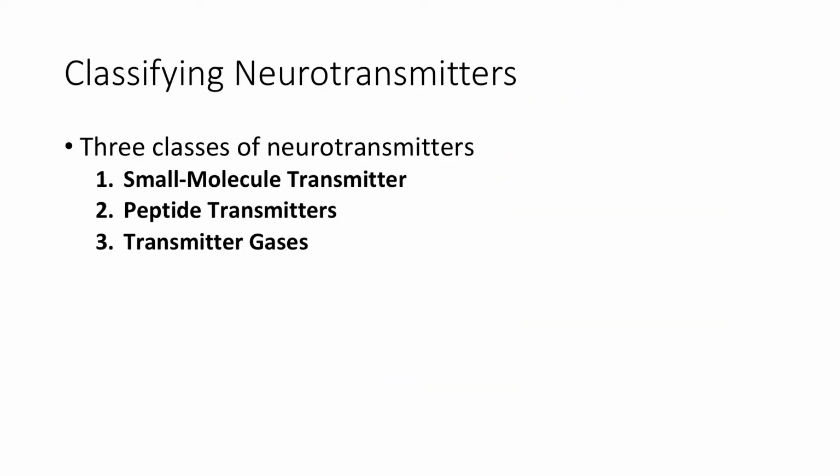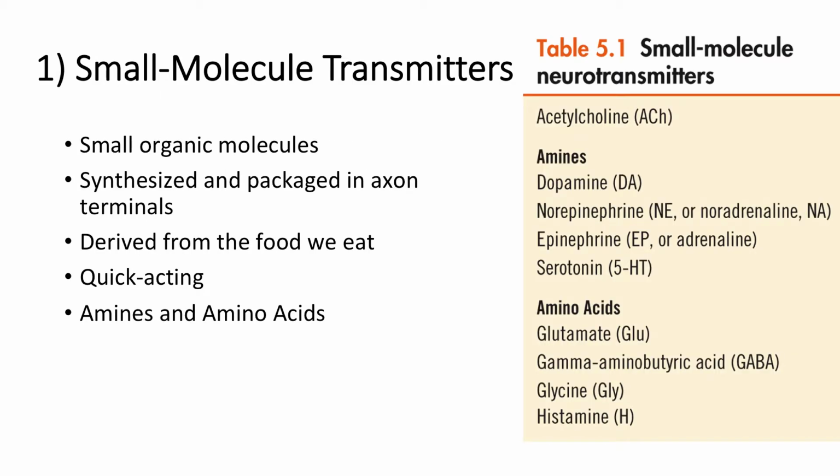Okay, so let's break up all the neurotransmitters. We're not going to talk about all of them because there are many of them. But we can broadly divide all the neurotransmitters into 3 groups. So we have the small molecule transmitters, the peptide transmitters, and the transmitter gases. So let's start off with the first one.